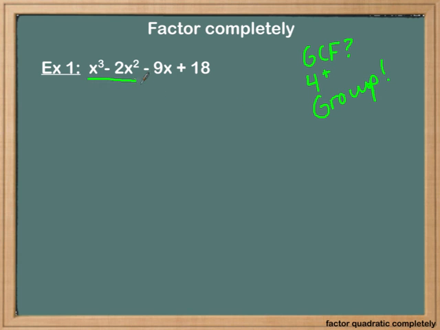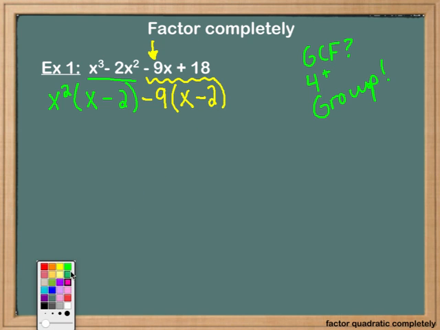So we're going to group our first two and pull out a GCF of x squared. When I divide x squared out of those, I'm left with x minus 2. Now we take a look at our second set of terms, negative 9x plus 18. Remember, because the first term here is negative, I pull out a negative GCF. The GCF of 9x and 18 is going to be my negative 9. Be very, very careful pulling out that negative GCF. Negative 9x divided by negative 9 is x. 18 divided by negative 9 is negative 2.